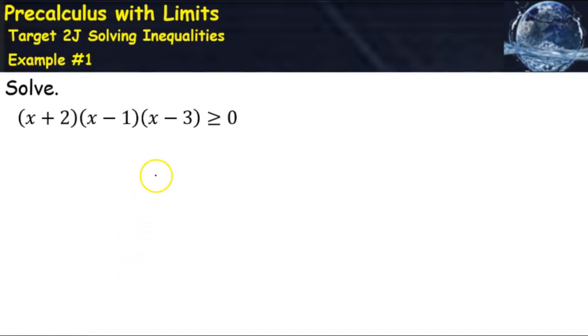Okay, this is the target 2J solving inequalities, solving inequalities retake video. And this is the last one, the last target, 2A through 2J.